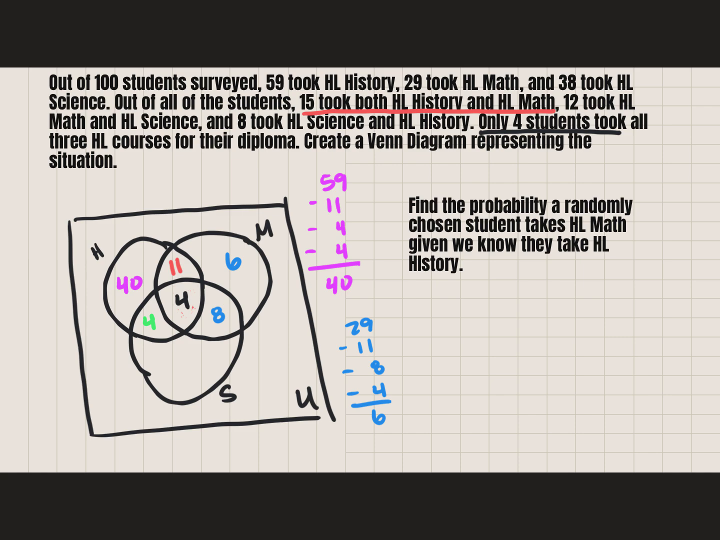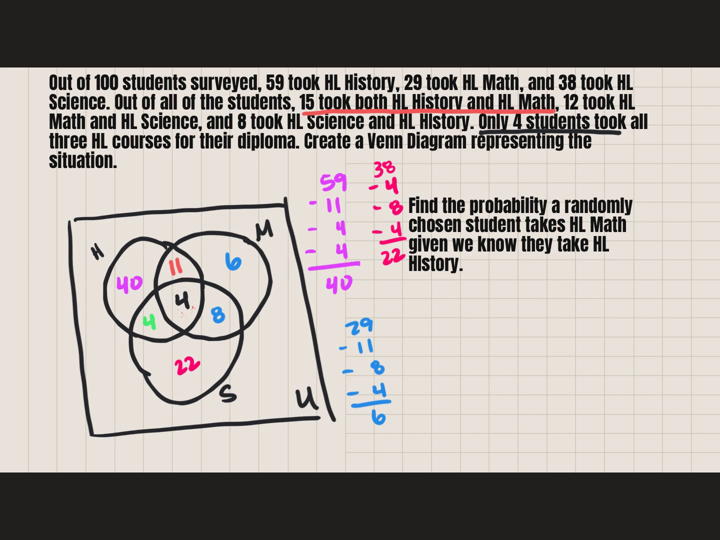And then for my last one, sorry, give me one second. There we go. So for my last one, well, I have 38 that took HL science. So if I take that 38 and subtract away the already accounted for students, well, there was 4 that took science and history. There were 8 already accounted for in science and math. And there were 4 that took all 3 courses. Subtracting those students out, I get, it looks like, 22 students that took exclusively science.